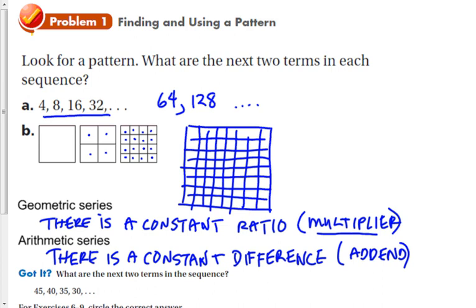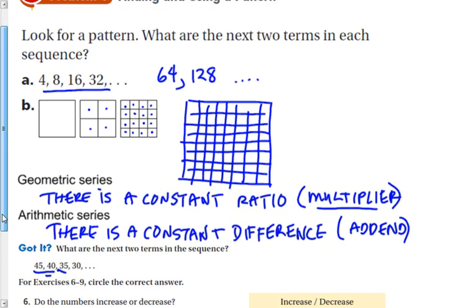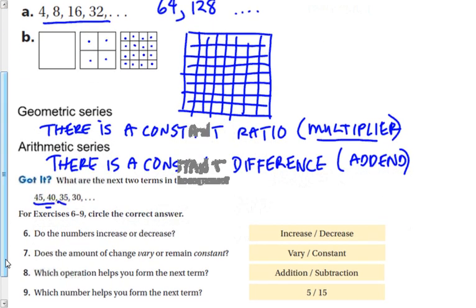An arithmetic series would be like this next one here. If you look there, there's a common difference of -4. 40 minus 45 is -4, 35 minus 40 is -4, and so on. There's -5, and so on. So there's a constant add in there, -5. So you need to know those definitions. You need to be able to recognize a geometric series when you see one and an arithmetic series when you see one. Go ahead and do the next problem, and you can check back with your answer.